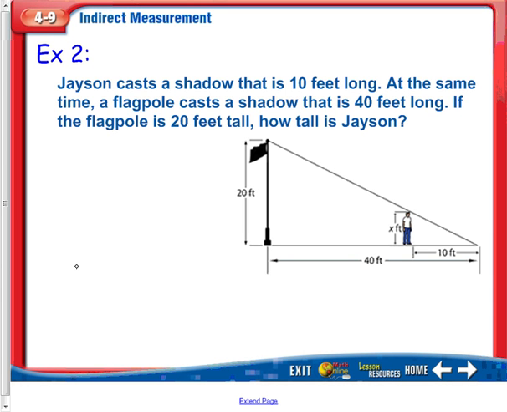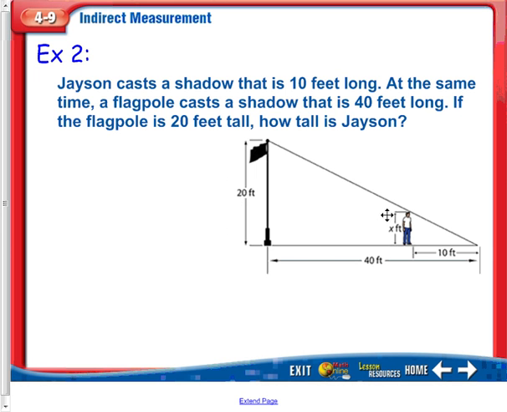So Jason casts a shadow that is 10 feet long. At the same time, a flagpole casts a shadow that is 40 feet long. So if the flagpole is 20 feet tall, how tall is Jason? So in this case, we actually know how tall the flagpole is because we remembered, maybe when it was purchased, how tall it is. And we're actually going to use this measurement to find out the height of the person. So typically it's the other way around, but in this case, we're going to actually use this information to find the height of the person.